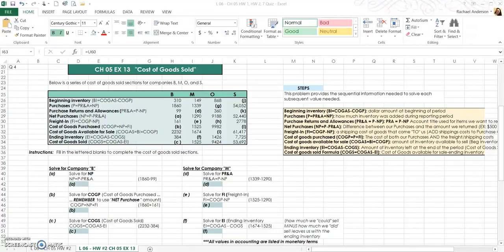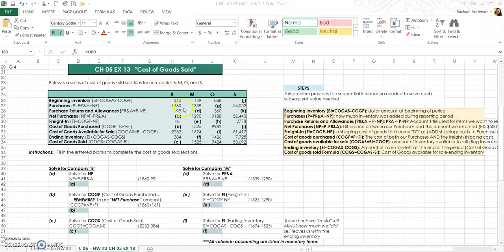This is Chapter 5, Exercise 13, Cost of Goods Sold. Below is a series of cost of goods sold sections for companies B, M, O, and S. For convenience, I have written the equations right next to each thing that we're doing, so that if you want to refer back, you can see where we're getting these calculations.